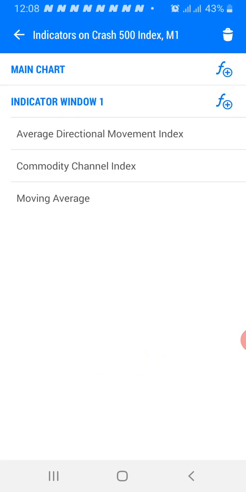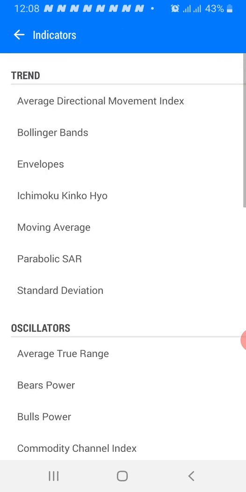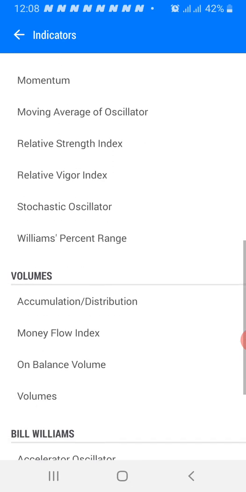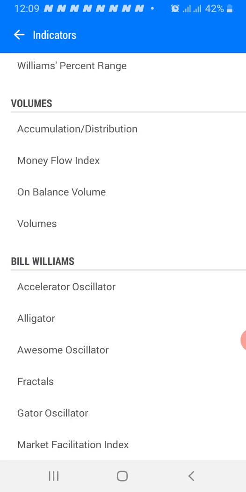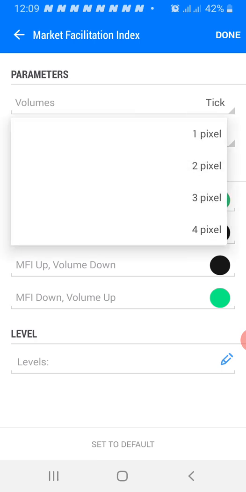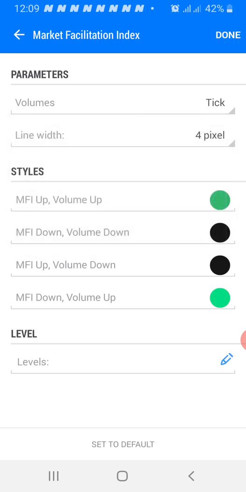Then the next indicator, which is the last indicator we'll need, is the market facilitation index. Click on the indicator tab, click on add indicator, market facilitation. The volume, you use tick. Line width should be 4 pixel. MFI up, we use green. MFI down, you use black. MFI up again, black. MFI down, green. So this is how you should set yours as well. No levels. So you click done.